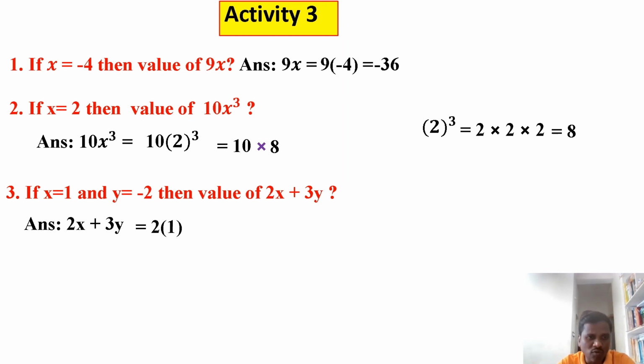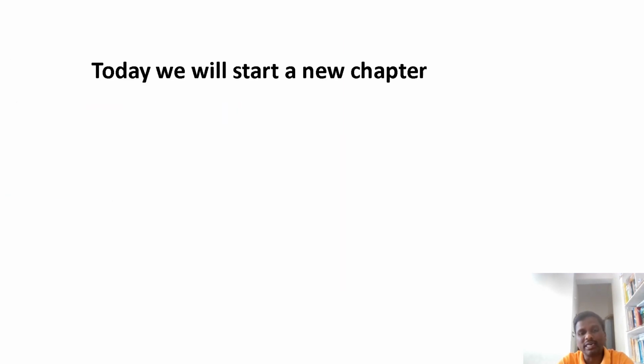And for the third case, x is equal to 1, y is equal to minus 2, then the value of 2x plus 3y. 2x plus 3y is equal to 2 of x; x is given here as 1. That's why 2 of 1 plus 3y. 3y means y, so substitute minus 2 instead of y. So 2 of 1 plus 3 of y: 2 ones are 2 and 3 twos are 6, minus 6. Here 2 plus minus 6 we get minus 4.